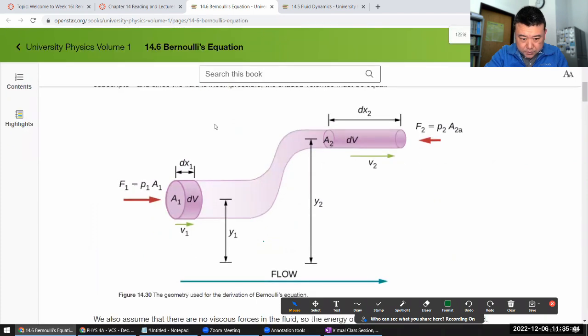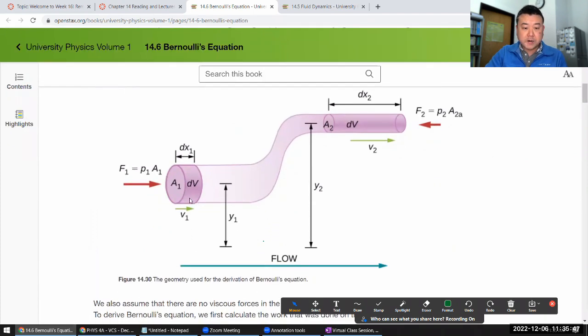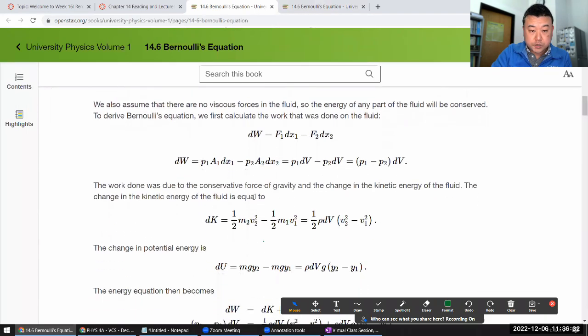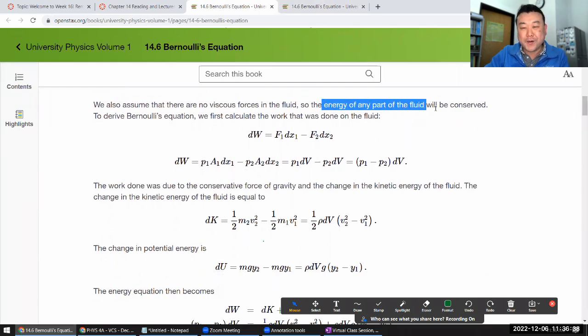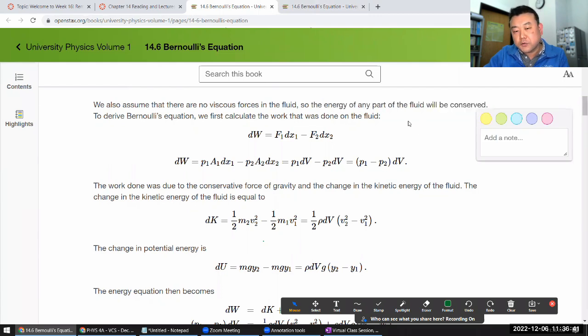Let me zoom out a little bit to show the whole thing. Yeah. So it's marking one position as subscript 1, another position as subscript 2, and all the dynamical quantities, they've given them a subscript to distinguish between quantities over here and the quantities over here. Okay, we also assume that there are no viscous forces in the fluid. Yeah, this is an important part. So the energy of any part of the fluid will be conserved. It's important both for the derivation and for observation that Bernoulli's equation isn't always true. Like with water, you can see significant differences, and that's because water does have viscous forces.